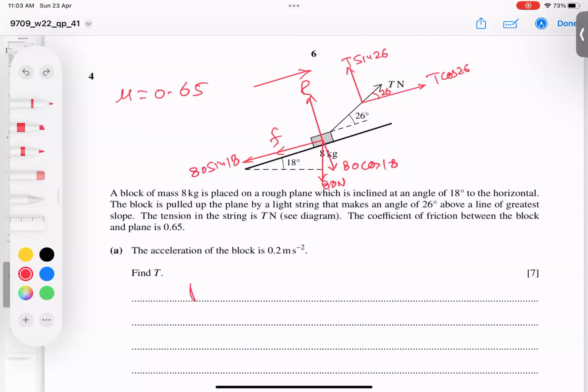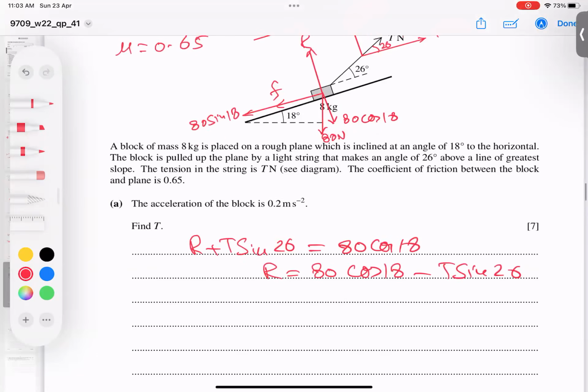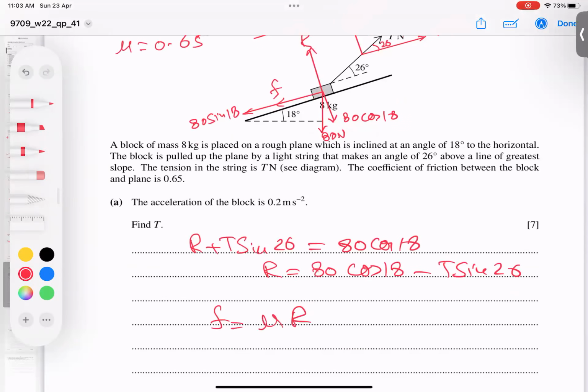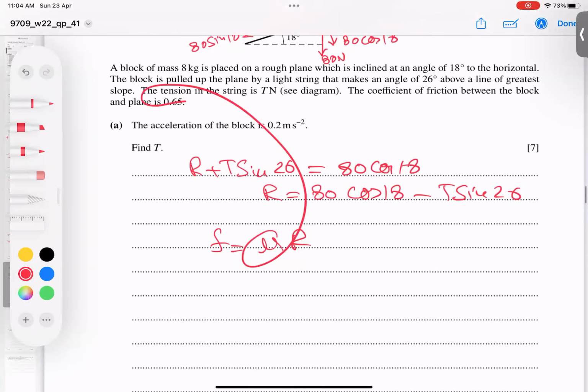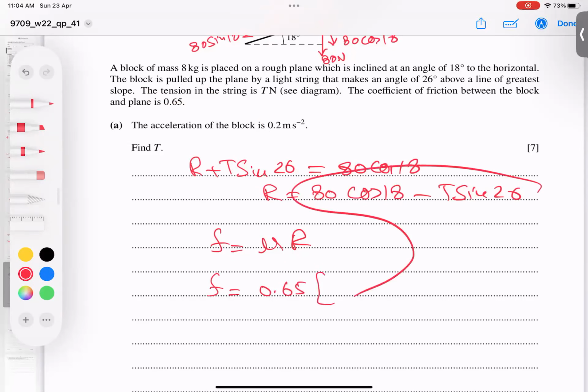So let's start vertically. R plus T sin 26 equals 80 cos 18. And what is R? R becomes 80 cos 18 minus T sin 26. Now, what is the friction force? F equals mu R. And mu is given as 0.65. You know it very well, students. And the whole R value will come here, so 80 cos 18 minus T sin 26.